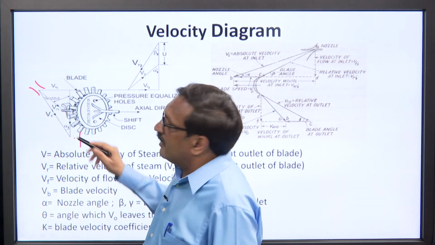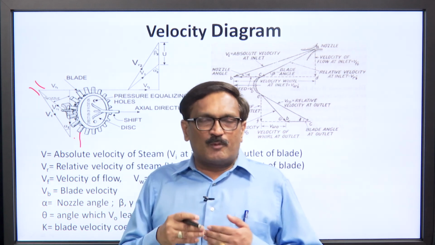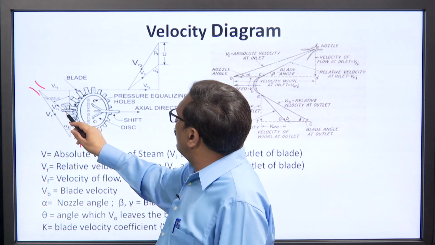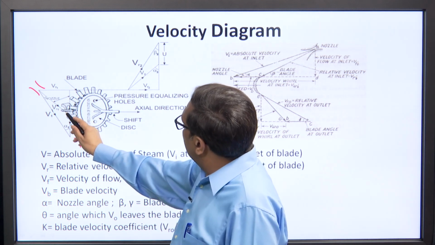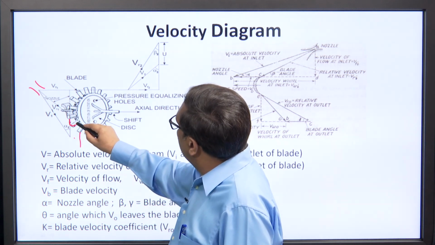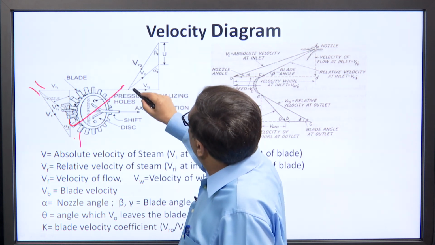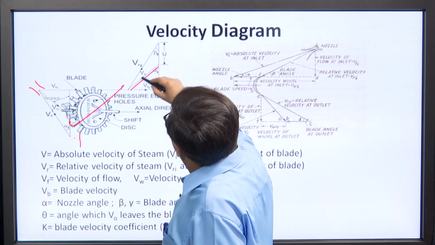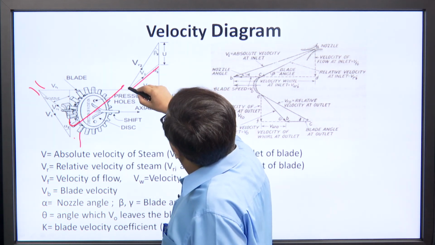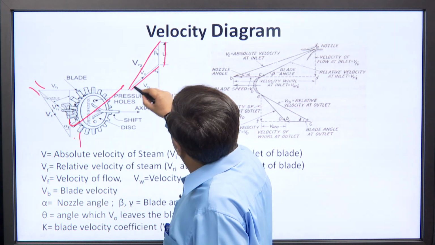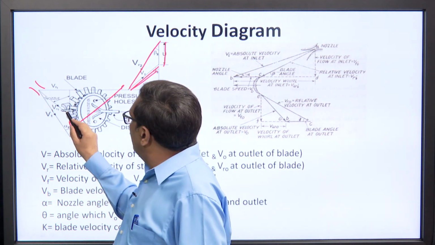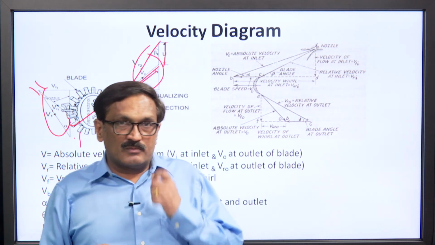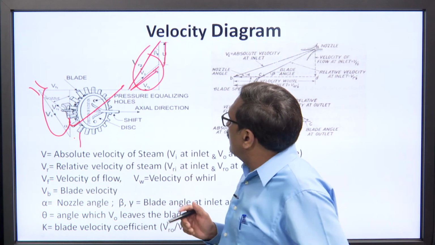When it passes over there, as it moves over the blade profile, it travels with the relative velocity, which is this one. So, we construct the velocity diagram, and when it passes over the blade, it is going to be turned and go out. This velocity is going out, and this is the blade velocity. When we subtract the blade velocity from this relative velocity, we will get the absolute velocity. So, these two triangles, one at the inlet and one at the outlet, are the velocity triangles for the blade.